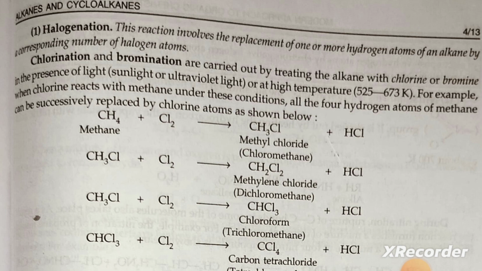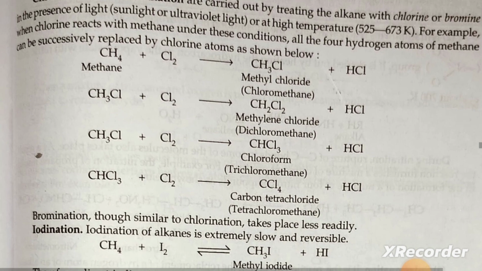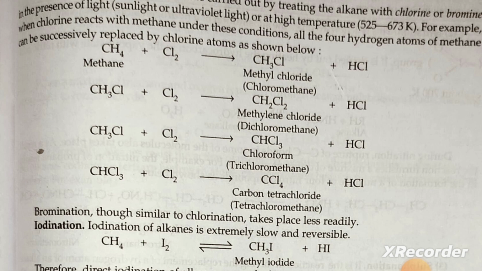Methane plus Cl2 gives methyl chloride plus HCl. CH3Cl plus Cl2 gives methylene chloride, dichloromethane, plus HCl. CH2Cl2 plus Cl2 gives CHCl3, chloroform, trichloromethane, plus HCl. CHCl3 plus Cl2 gives CCl4, carbon tetrachloride, tetrachloromethane, plus HCl. Bromination, though similar to chlorination, takes place less readily.